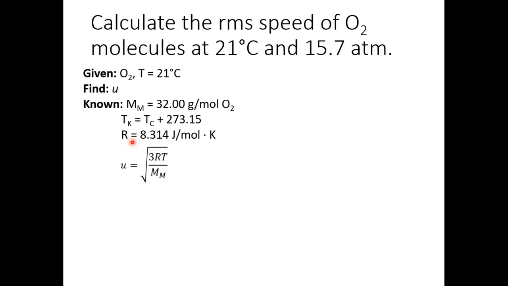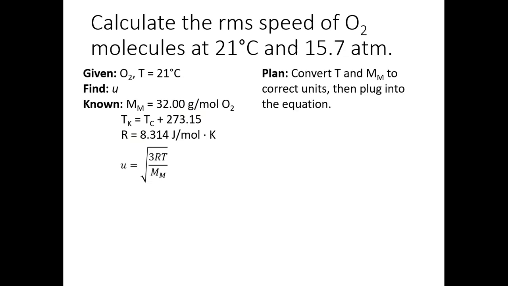The only thing is now, remember, R is the 8.314 joules per mole Kelvin. And what do I need to do to that molar mass? I can't use it in grams per mole. I have to use it in kilograms per mole. So just divide your molar mass by 1,000. Divide by 1,000. Right?